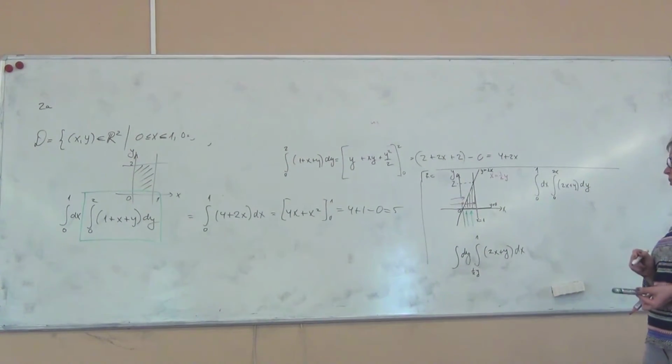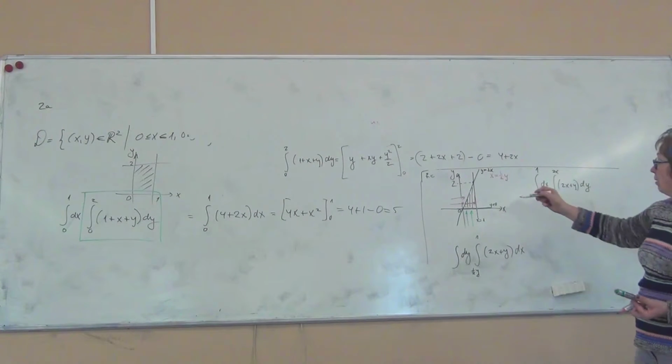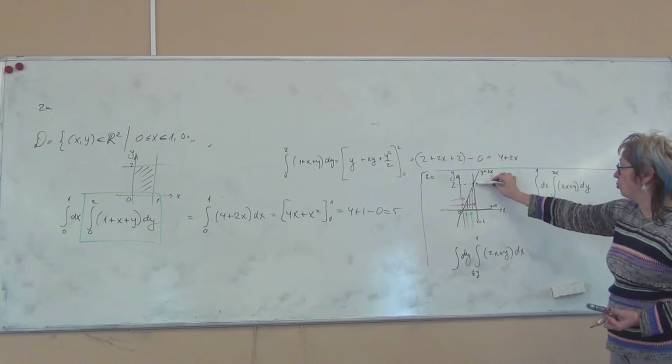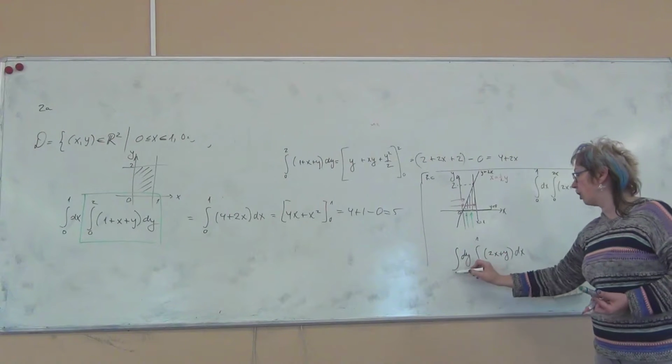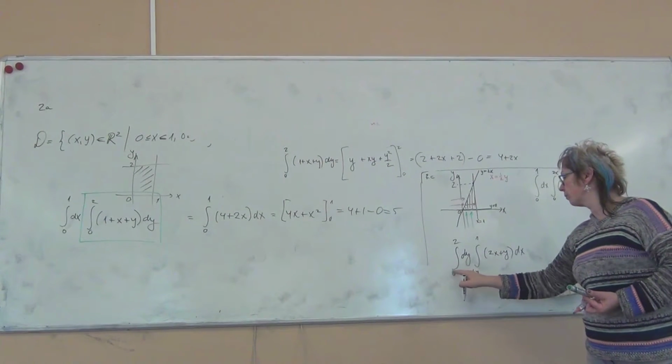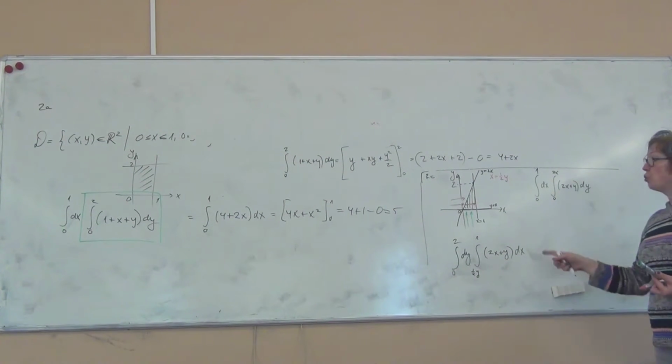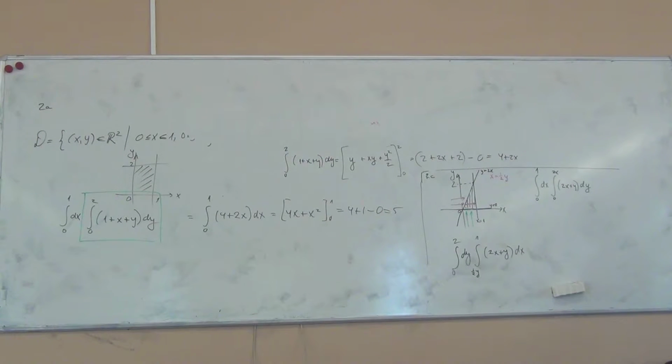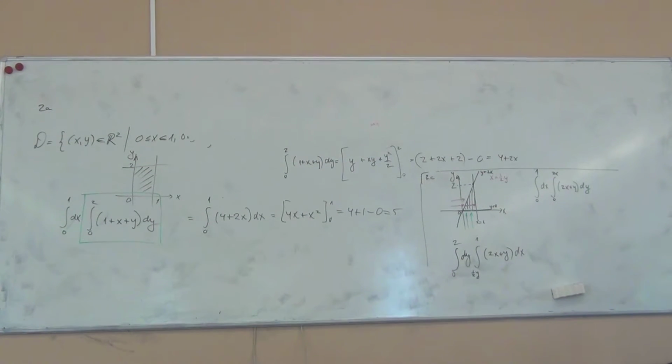So the upper bound can be a constant. And y changes from 0 to 2, the total change of y. So these two integrals should give you exactly the same value, exactly the same final answer. Whether they do depends on how correctly you integrate.